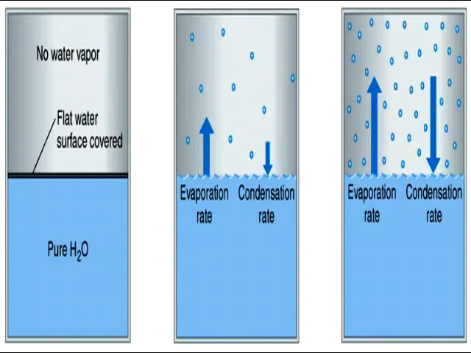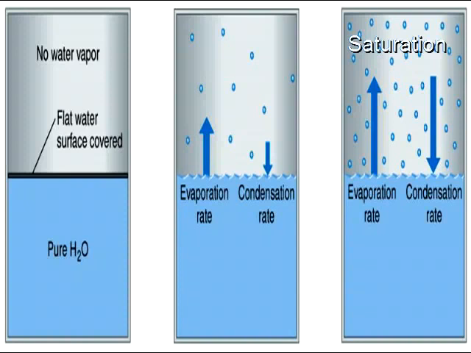Evaporation occurs if energy is available to a water surface. The water vapor in the air increases as surface water evaporates. The maximum possible amount of water vapor in the air is defined as saturation. Saturation marks an equilibrium between evaporation and condensation.